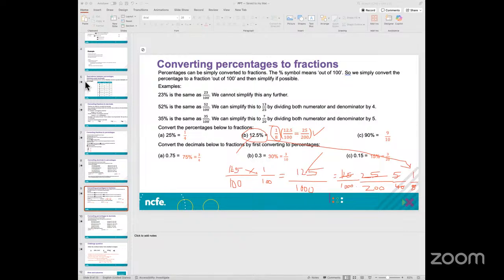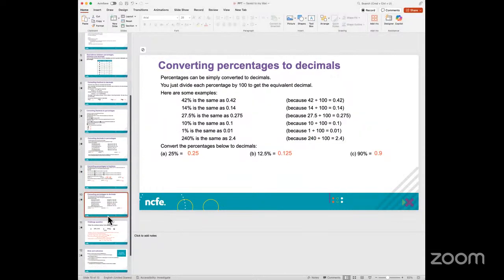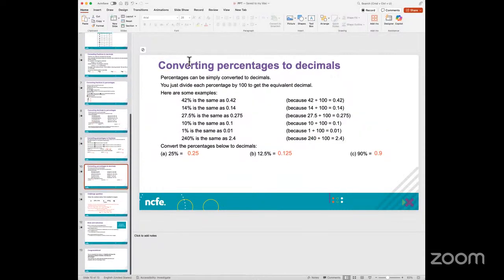So you have to remember this: when you convert fractions to percentages, you times by 100. When you convert decimals to percentages, you times by 100. But when it is the other way around, when you convert percentages to, say, fractions, then you would be doing the number which has been given over 100. And similarly, when you look at converting percentages to decimals, you'll have to divide each percentage by 100 to get the equivalent decimal.